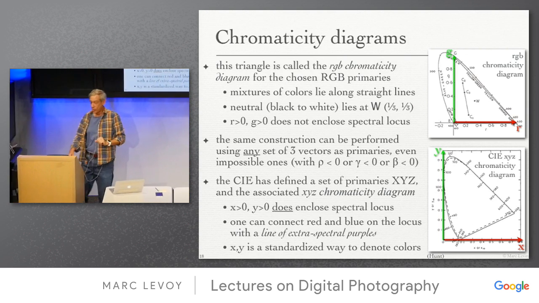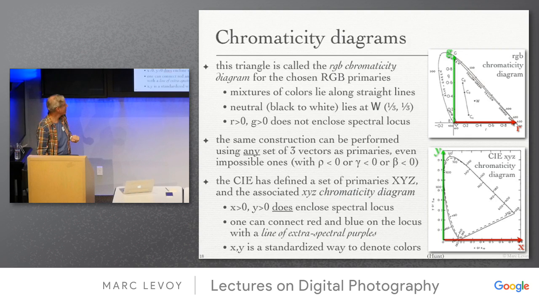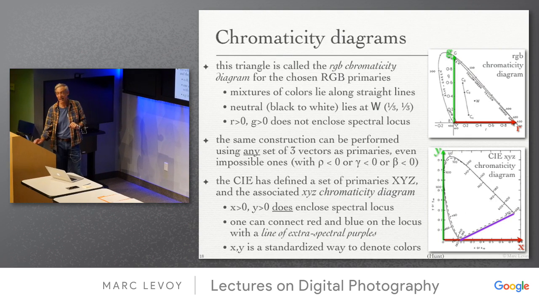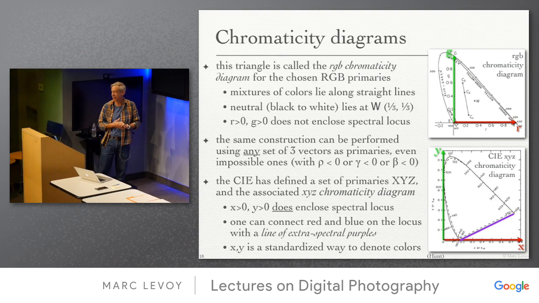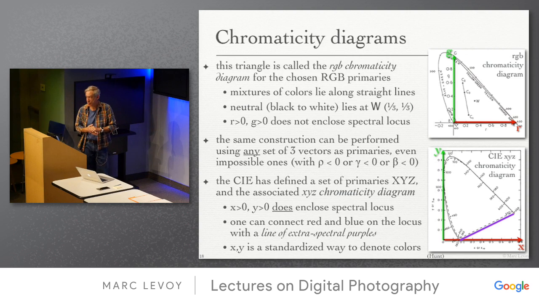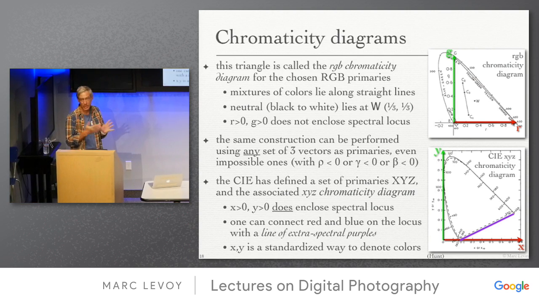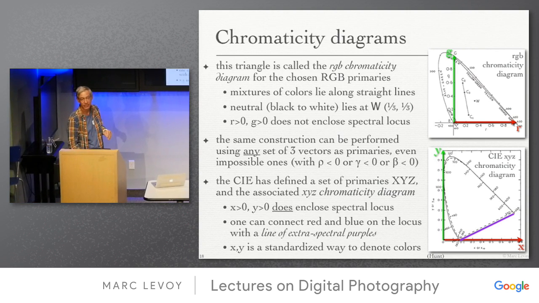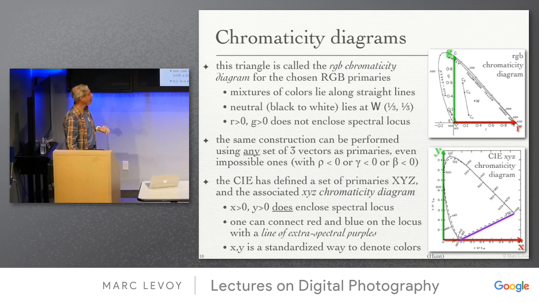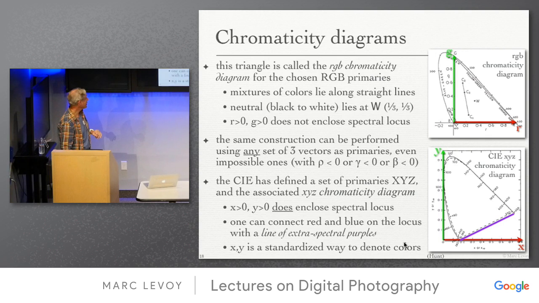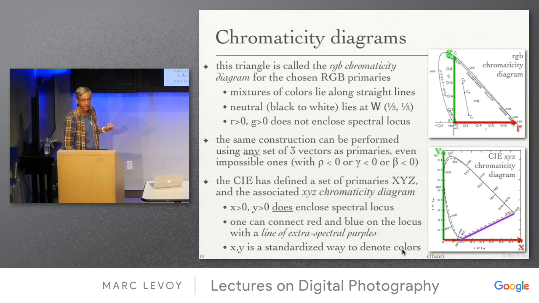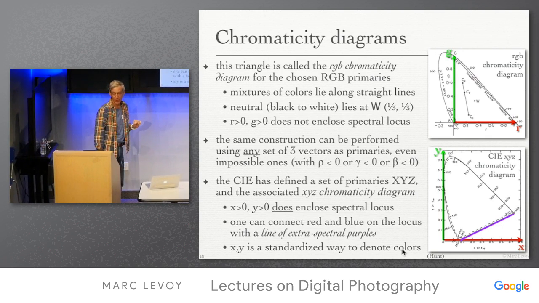And in fact, with the whole spectral locus inside, it makes sense to connect the red and blue ends with what's called the line of extraspectral purples. Extraspectral because they do not appear in the rainbow. And that begins to look a lot like Newton's color circle, doesn't it? So it's a very convenient way to talk about the color of things. And it's standard. So it doesn't depend on the choice of primaries.